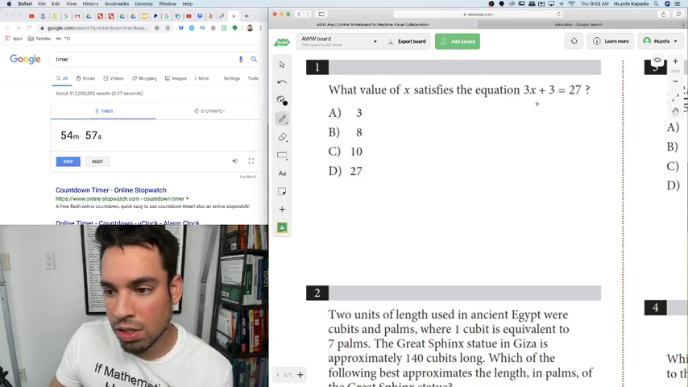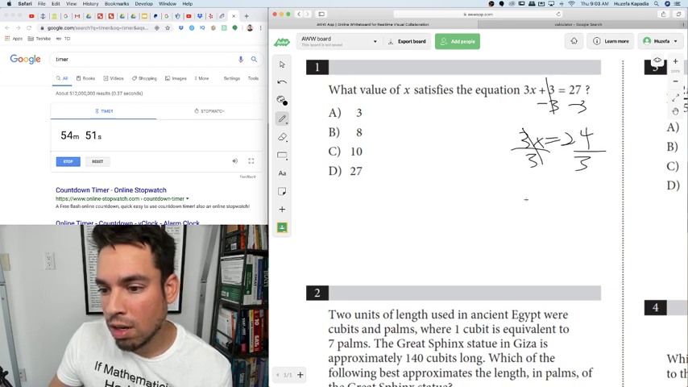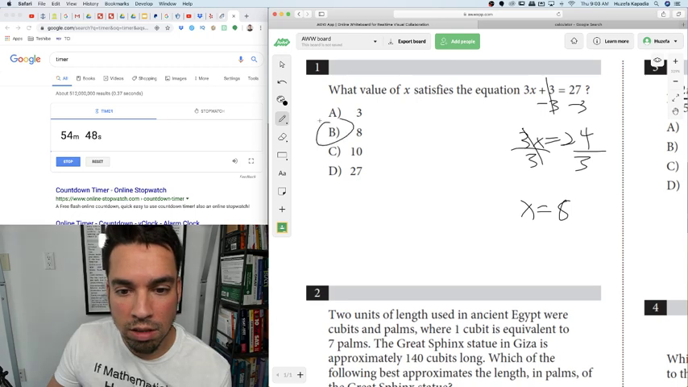What is the value that satisfies the equation? Subtract 3, 3x equals 24, divide by 3, x equals 8. Next.